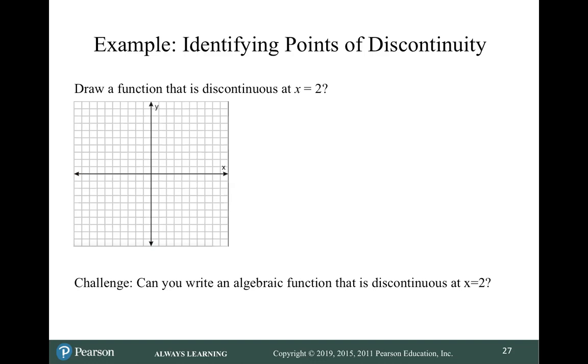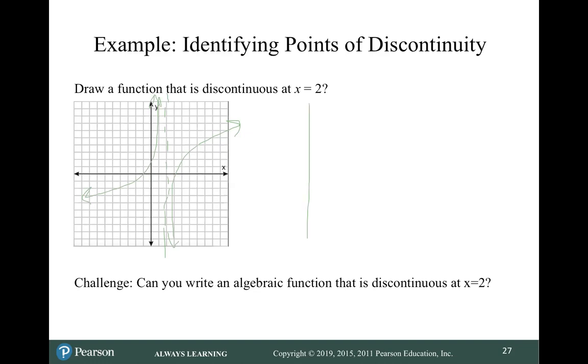So I'm going to start and I'm going to say, let's try an infinite discontinuity. Remember, an infinite discontinuity means the ends of the graph go opposite directions at our point of discontinuity. So when x equals 2, I'm going to draw that line where x equals 2. And I'm going to say, I want my graph to go off in opposite directions. I'll have one going up and I'll have one going down. There is a graph that is discontinuous at x equals 2.